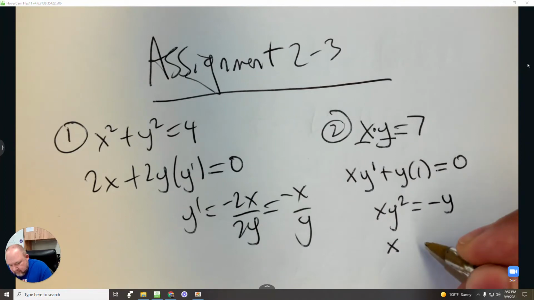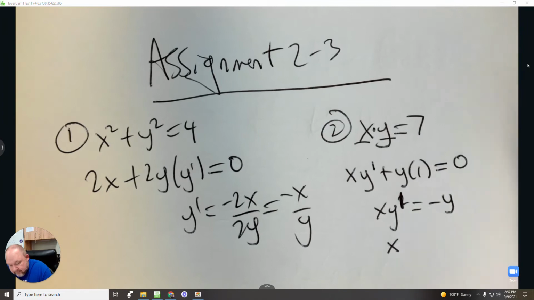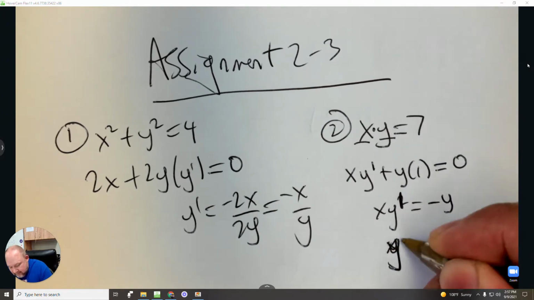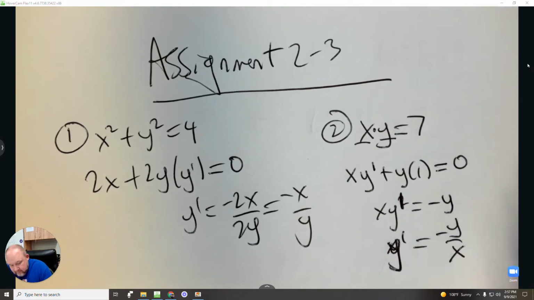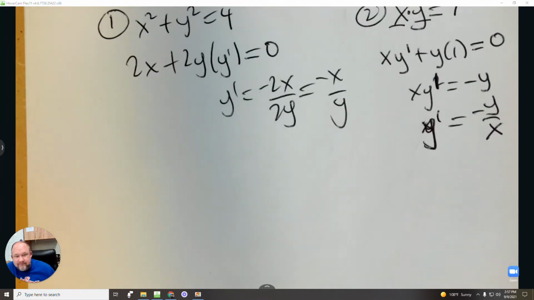And then we're going to... Oh, what is this? This is y prime. And then we're going to divide by x. So it's negative y over x. Number 3.